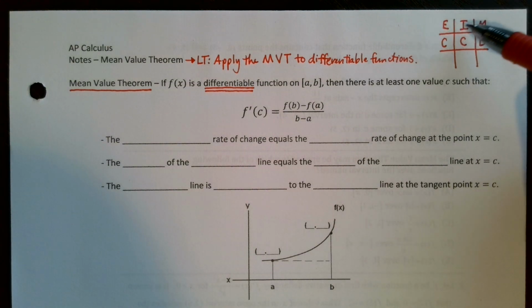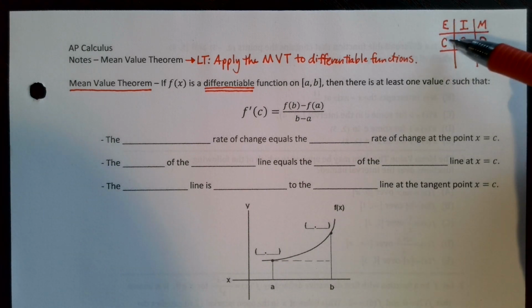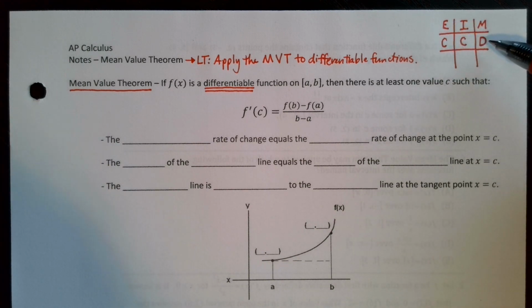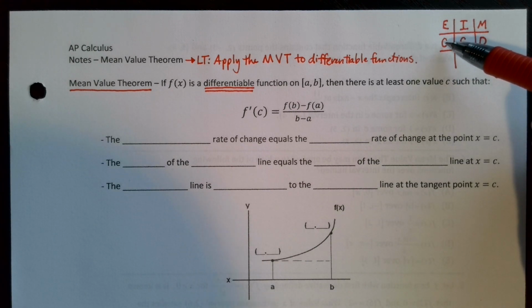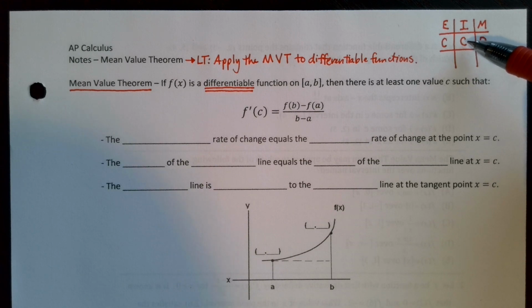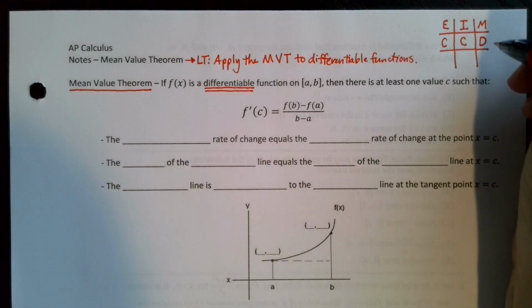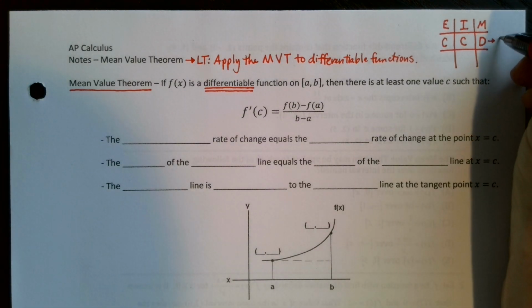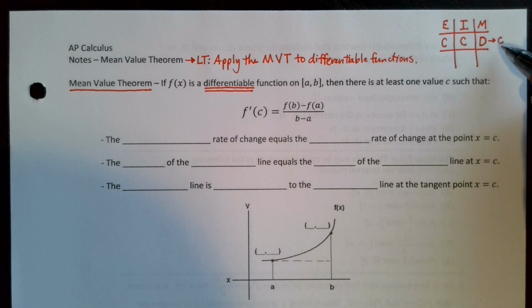I like to put the EIM, the name of the theorems, in the top row, and that's alphabetical order. The second row is the requirement of the function to use each theorem. You may remember that the EVT and IVT both require that the function be continuous. The mean value theorem requires that the function be differentiable, so it has an extra requirement upon that function. We do know that differentiability implies continuity, so we don't need to add that to our chart every time, but just know that that thought is there.